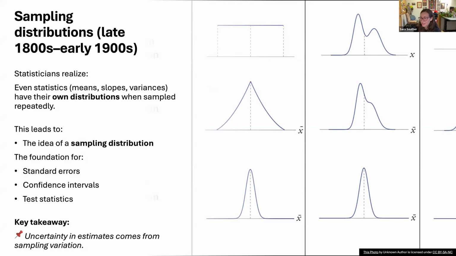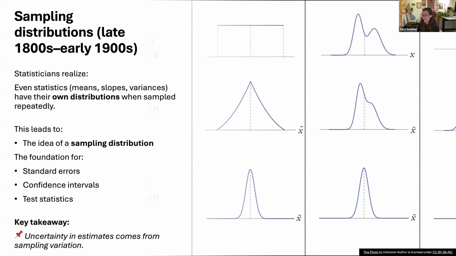Okay, sampling distributions. This is very important to us and probably something you've heard a little bit about, and you were just introduced to the Gaussian distribution. But as we move into the late 1800s and early 1900s, statisticians made another key realization. Even summary statistics like means, slopes, variances have their own distribution when you sample repeatedly.